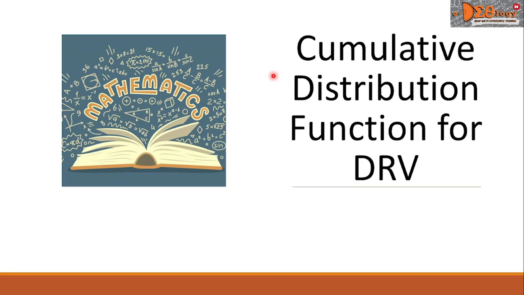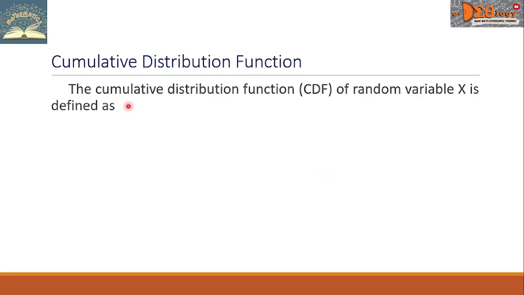Hi everyone. Today we're going to study cumulative distribution function for discrete random variable. The cumulative distribution function, or CDF, of random variable X is defined as capital F of x. This is equal to P of capital X is less than or equal to small x, for all small x, an element of real numbers, which is R.